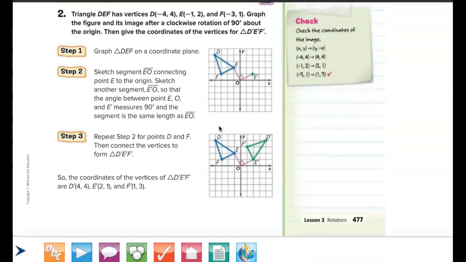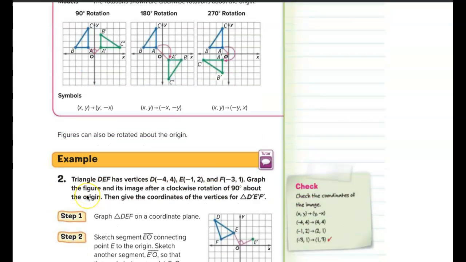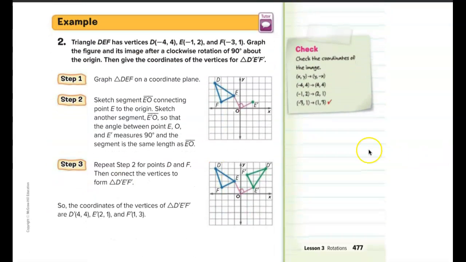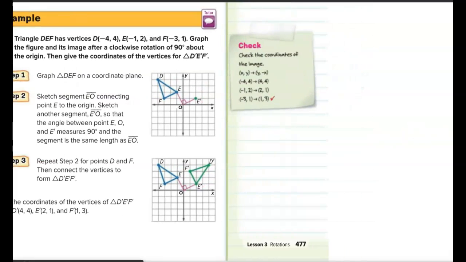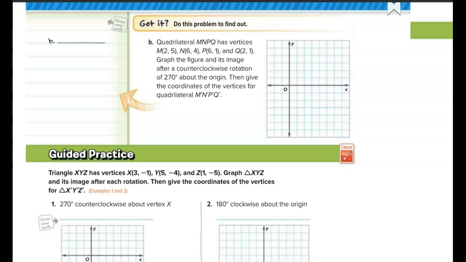I'm going to skip example 1. I want to go to example 2, so 477. This kind of talks about rotating around the origin like we already have. So A never changes its distance from 0. It just moves around the origin. It also gives us our rules that we can use. So let's go ahead and turn to the next page. We're going to look at Got It B.